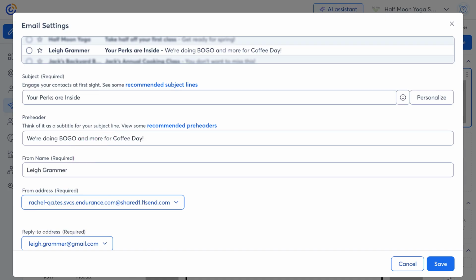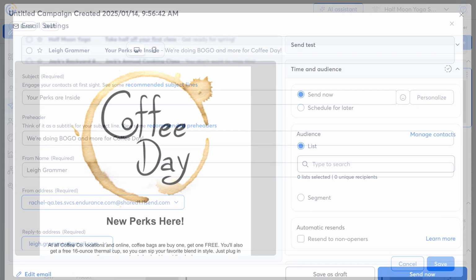Next, your subject line and pre-header. Keep your subject line short, descriptive, and tease some incentive to opening it. Your pre-header, on the other hand, is where you can add some additional information that you didn't already include in the subject line.